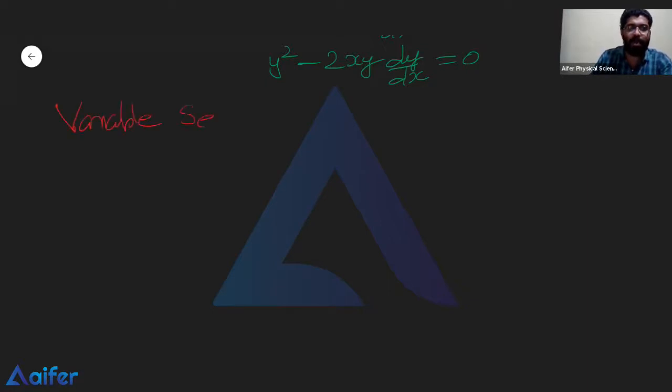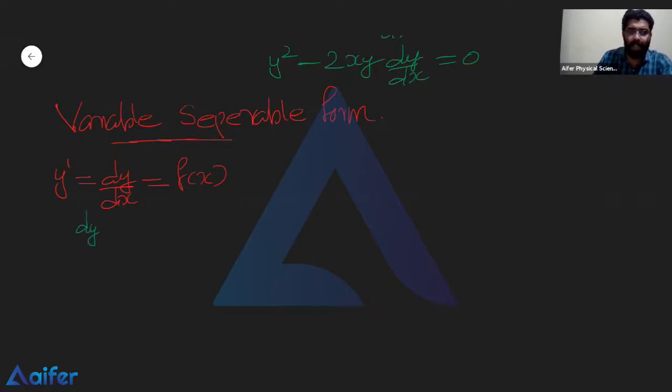Variable separable form. Okay. What is variable separable form? Suppose you are given a differential equation y prime, which is nothing but dy by dx, equal to some function f of x. So in such a case, you can easily separate the variables. This is a function of x only. So f of x into dx. This is a function of x only.